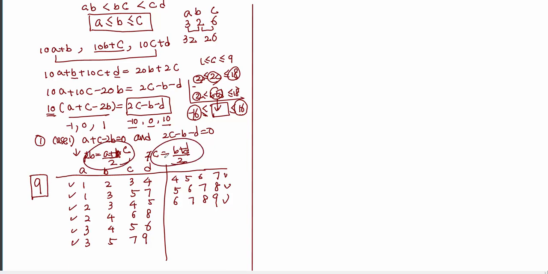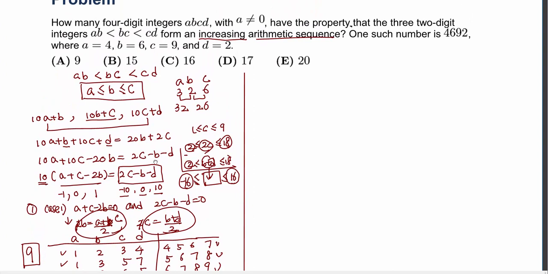Is it okay? Okay, the next one, case 2. I'm going to write it down. Case 2 is now a plus c minus 2b equals negative 1. In this case, 2c minus b minus d is also negative 10, right? But in this case too, we might have some idea, or during the work you can find that this case 2 is definitely not working.